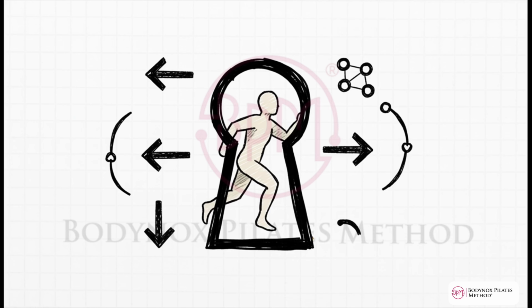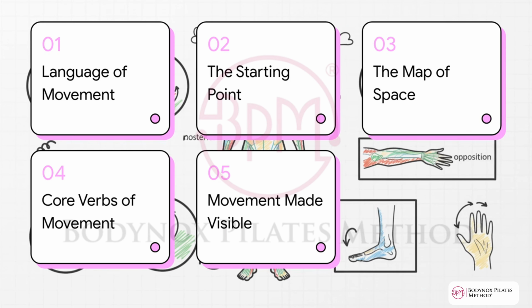We're going to build a foundational framework, a universal language of anatomy that lets us describe any movement anywhere with perfect precision. Honestly, it's the key to unlocking a much deeper level of your practice. So here's our roadmap for becoming fluent. First, we'll nail down the alphabet's starting point. Then we'll explore the maps where all this movement gets written down. After that, we'll get into the real action words, the core verbs of movement. And finally, we'll put it all together so you can see the story your body is telling.